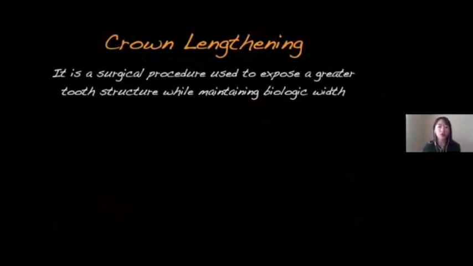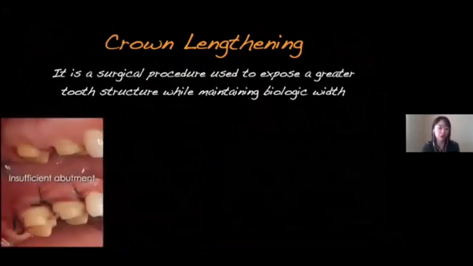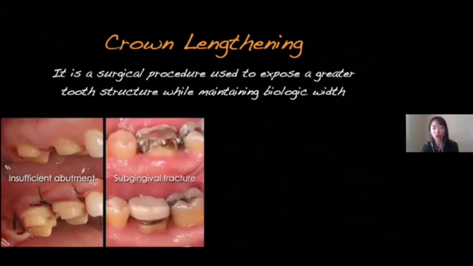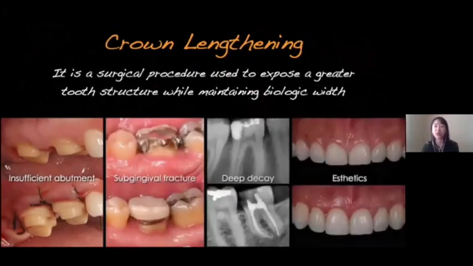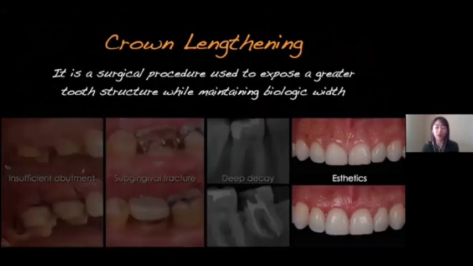So let's start today's topic, crown lengthening. As we all know, it is a surgical procedure used to expose a greater tooth structure while maintaining the biological width. The indication for crown lengthening includes insufficient abutment, subgingival fracture, deep caries, as well as aesthetics. So today, as I said, I'm going to focus mainly on aesthetic crown lengthening.